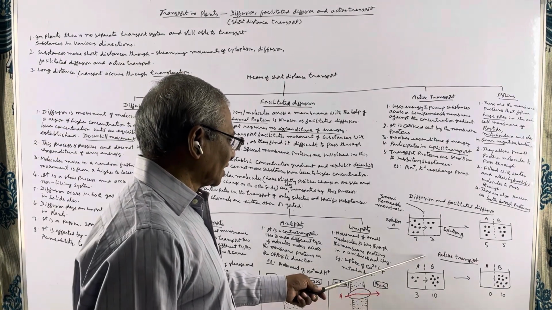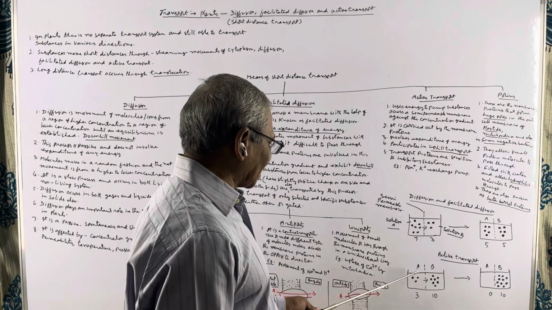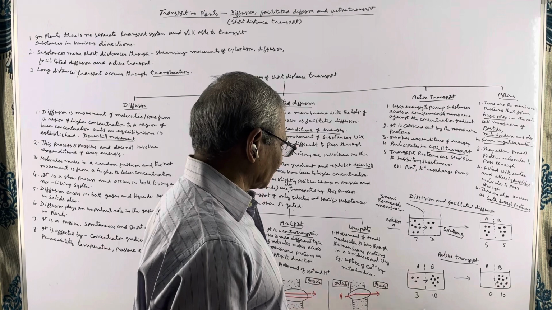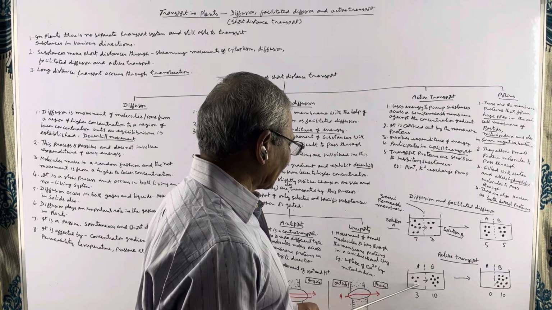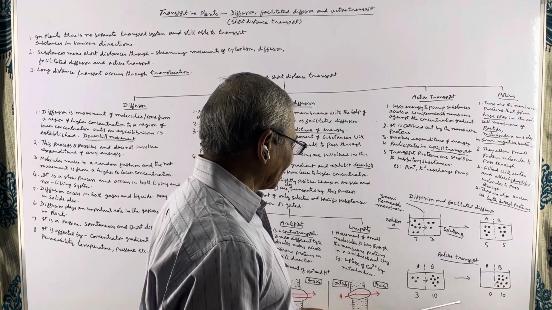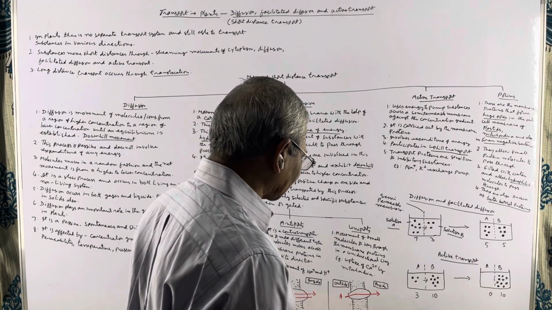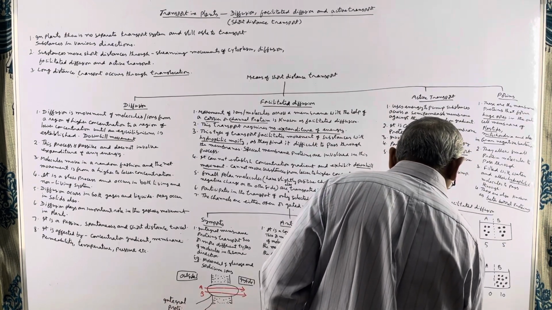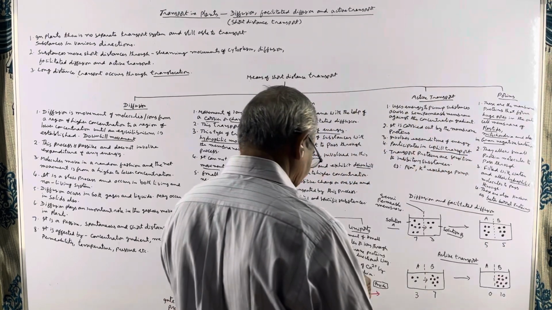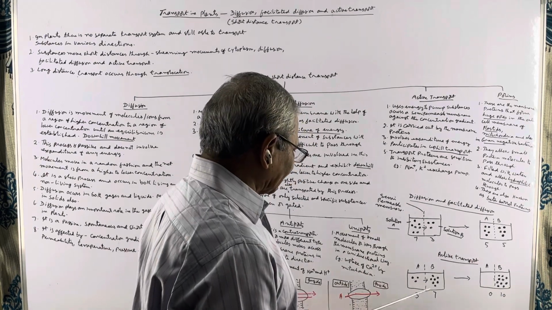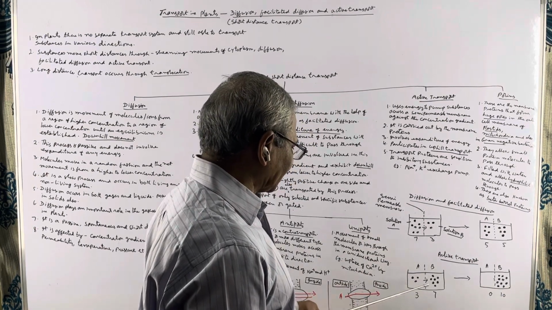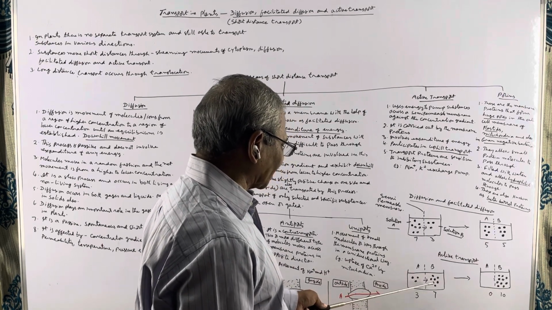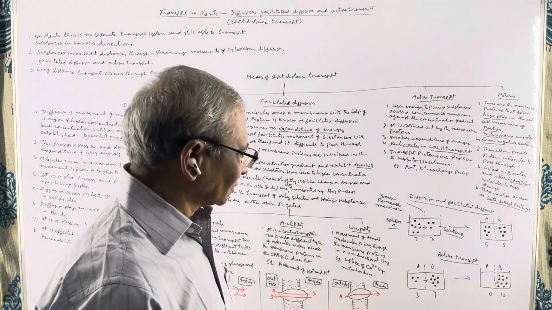Here I have drawn a figure. Here chamber A and chamber B are separated by a semi-permeable membrane. In chamber A, there are 3 molecules and in chamber B, there are 7 molecules. So there is an ionic gradient. There is a difference. The concentration is lower in chamber A and the concentration of the molecules is higher in chamber B.